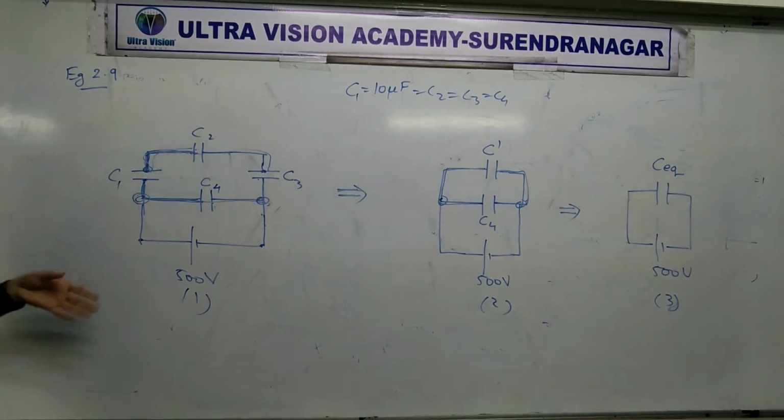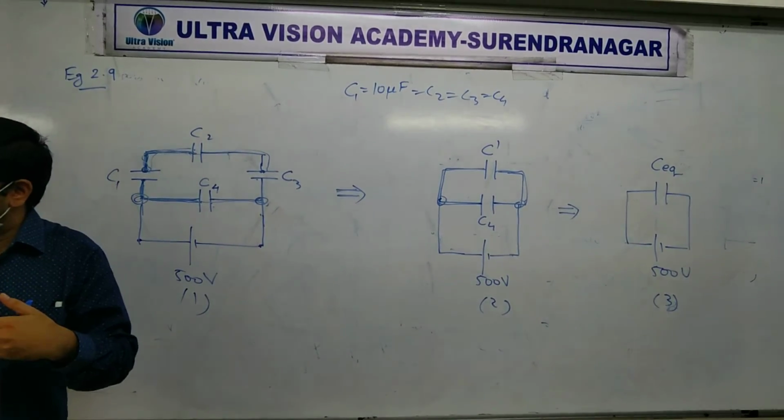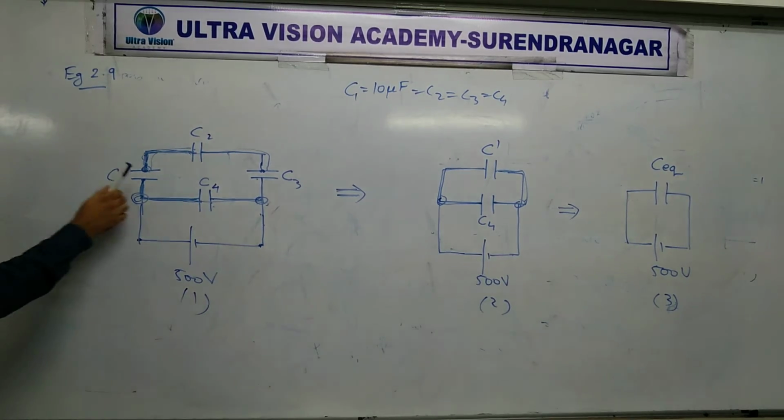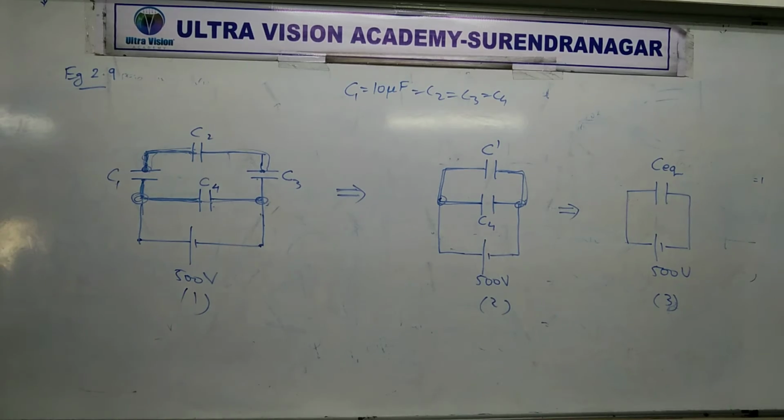See, you have a choice actually. You can draw figures stepwise also, or you can draw all of them together and then just do the calculation depending on whatever requirement is there. Let's start with C dash. 10, 10, 10. So C dash will be 10 by 3. Clear or not? Yes.